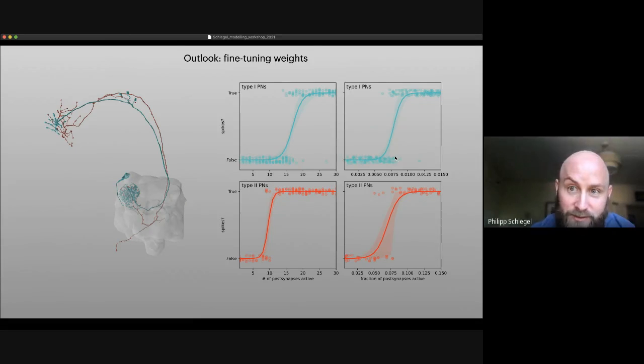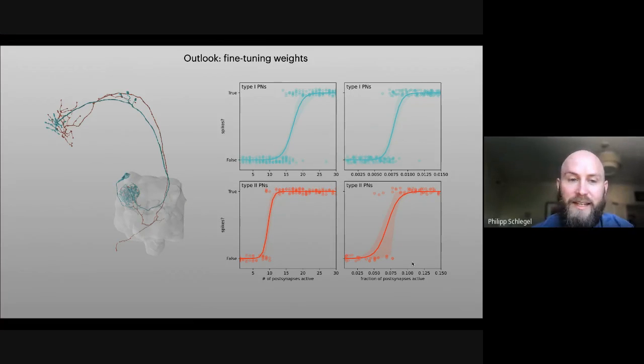This gets even worse if I look at the fraction of inputs, because it turns out that these type 1 PNs are the ones that have lots and lots of synapses. So 20 synapses for them is just 1% of the inputs in total, whereas the same is about 10% for the type 2 PNs, which have in total much fewer inputs. Bottom line is I'll probably need to look into how to fine-tune those weights and adjust them on an individual basis, basically for each neuron, figure out what 5 synapses actually mean for that neuron.